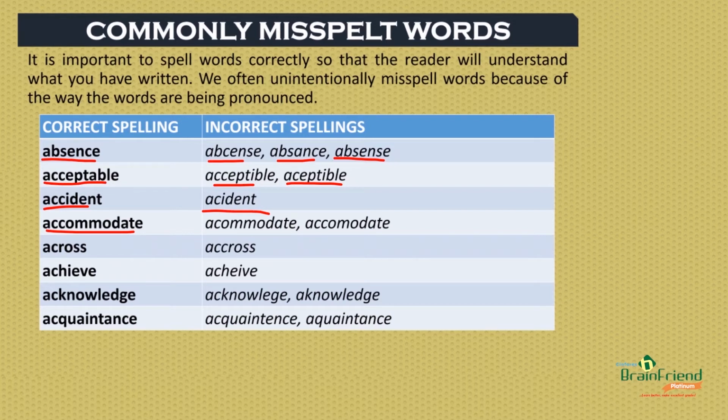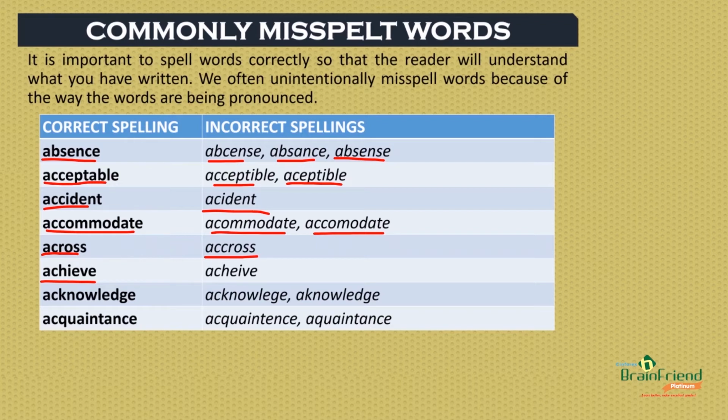Next, we have the word accommodate, which is spelled as A-C-C-O-M-M-O-D-A-T-E, which is wrongly spelled as A-C-O-M-M-O-D-A-T-E or A-C-C-O-M-O-D-A-T-E. Next, we have the word across, which is spelled A-C-R-O-S-S. It is wrongly spelled as A-C-C-R-O-S-S.